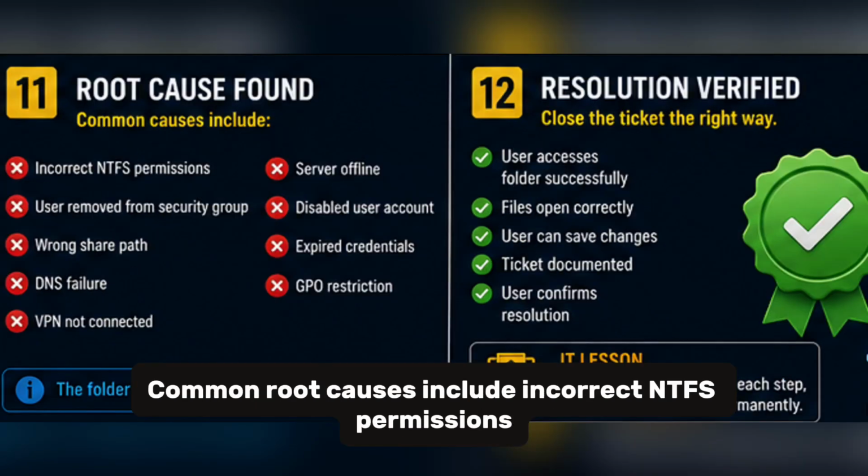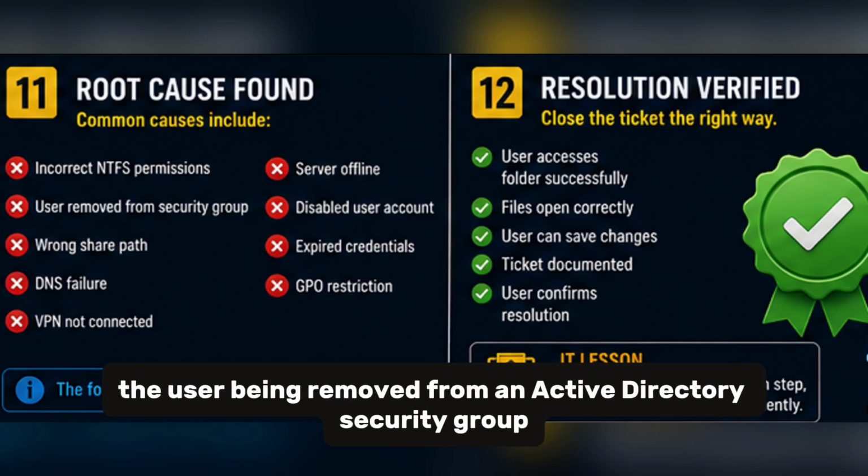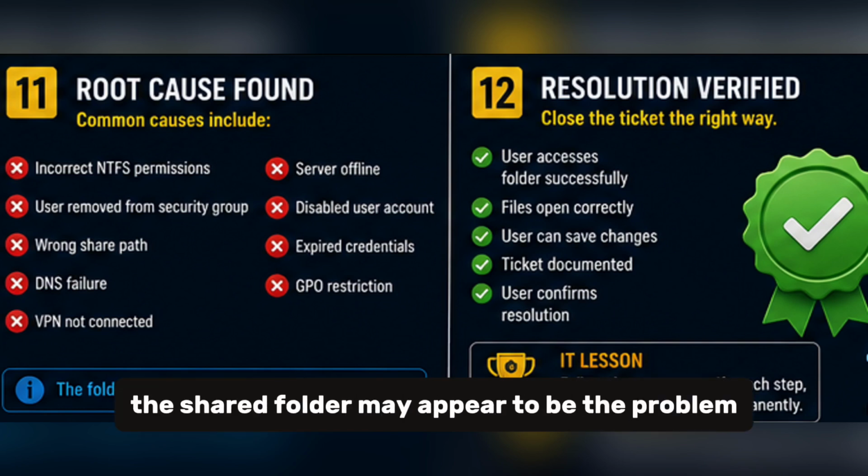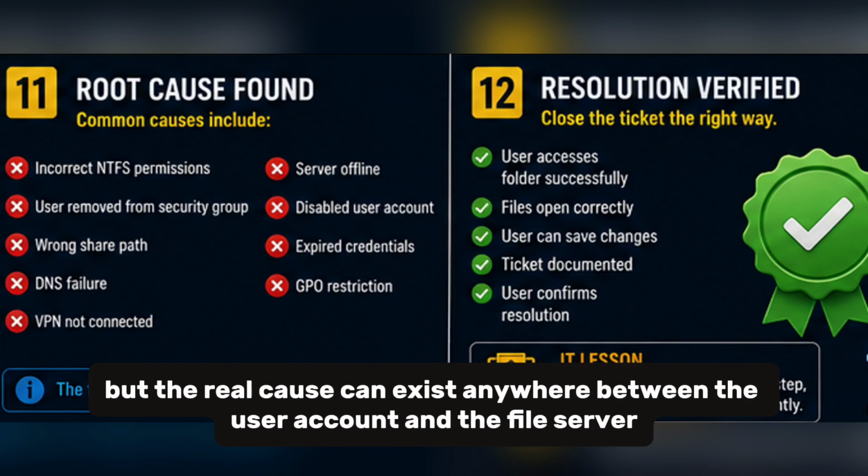Common root causes include incorrect NTFS permissions, the user being removed from an Active Directory security group, an incorrect share path, DNS failure, a disconnected VPN, an unavailable file server, a disabled user account, expired credentials, or a group policy restriction. The shared folder may appear to be the problem, but the real cause can exist anywhere between the user account and the file server.